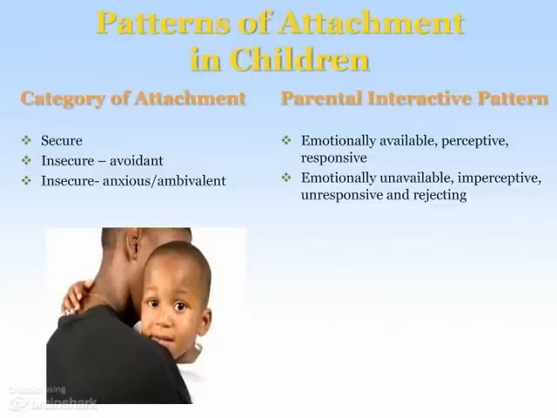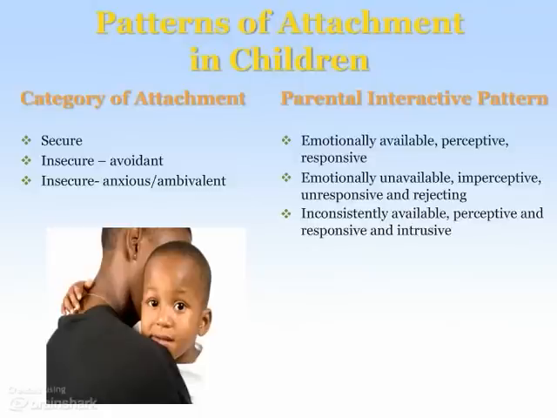The third type that Mary Ainsworth found in her research, she called anxious ambivalent attachment. And what that looks like is a parent who is inconsistently available, sometimes perceptive and responsive, but other times intrusive, and responding to the child more out of their needs than out of the child's needs.